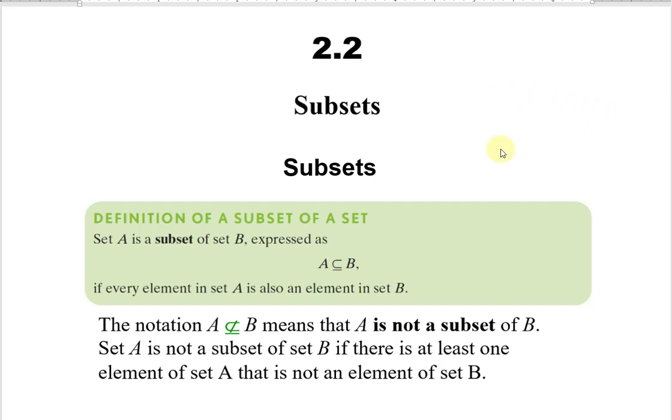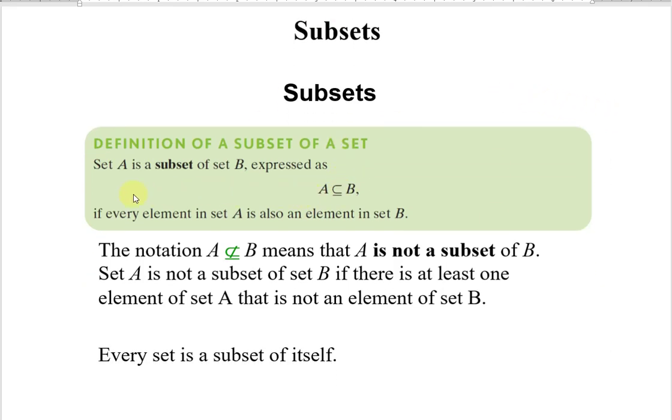In this section, we are learning about a subset. When set A is a subset of set B, we express them as A, and then the U-shape turned to the right side with the line underneath that, and then B. Now, if every element in set A is also an element in set B, this is the notation for the subset.